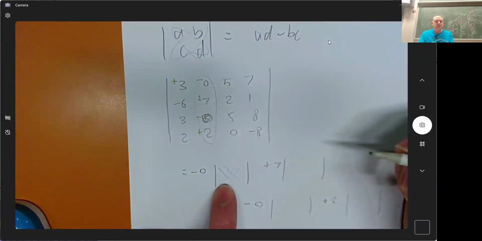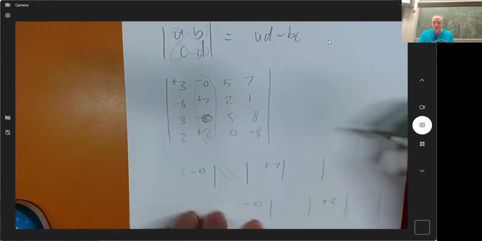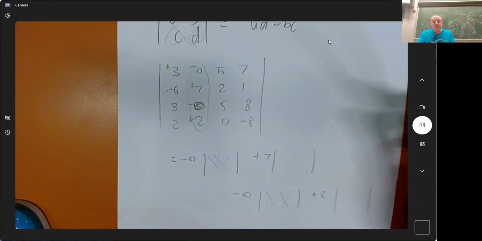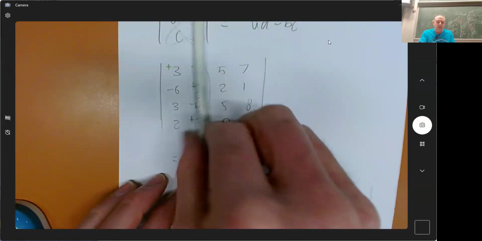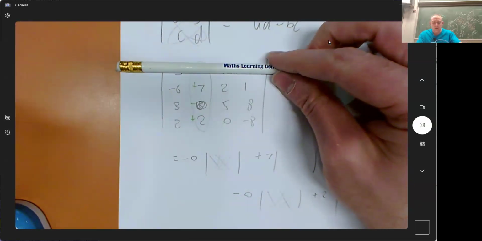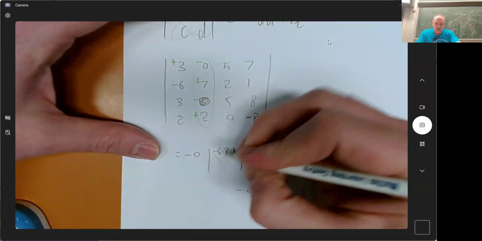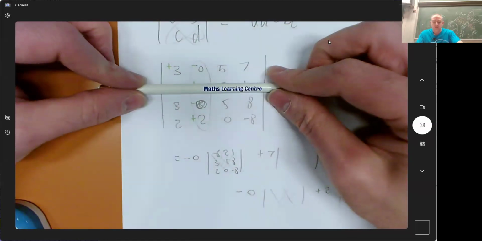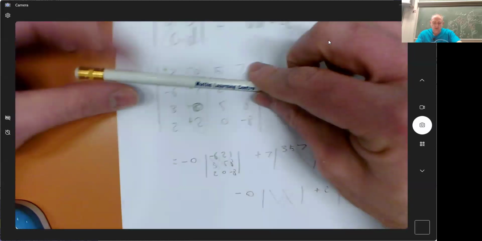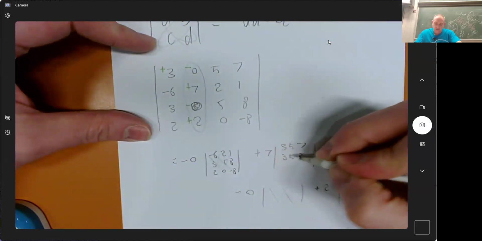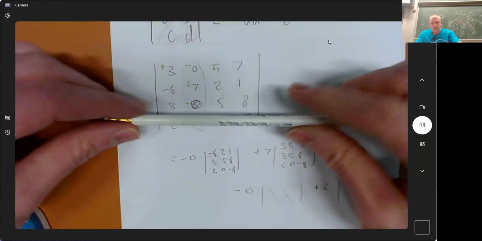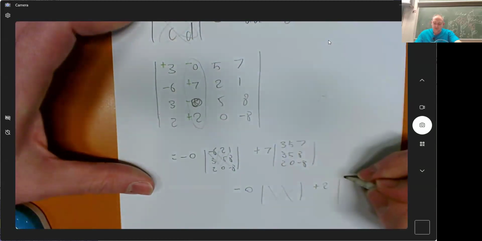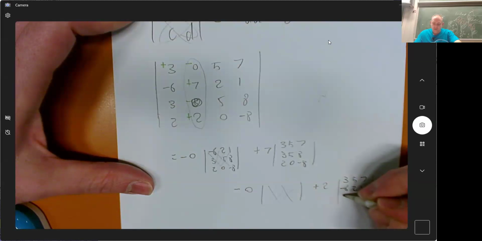It doesn't matter what this one is because we're going to times it by 0 anyway. But what the matrix is that goes in those spots is the matrix you get by removing this column that we just thought about and the matching row. So this one would be minus 6, 2, 1, 3, 5, 8, 2, 0, minus 8. And this one would be 3, 5, 8, 2, 0, minus 8. And this one, I'm going to skip. And this one would be 3, 5, 7, minus 6, 2, 1, and 3, 5, 8.